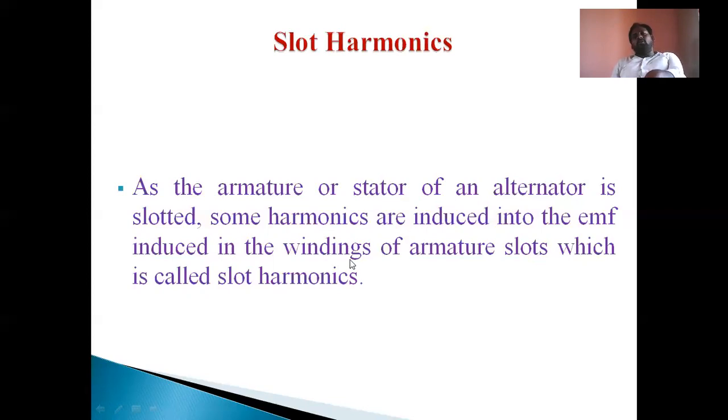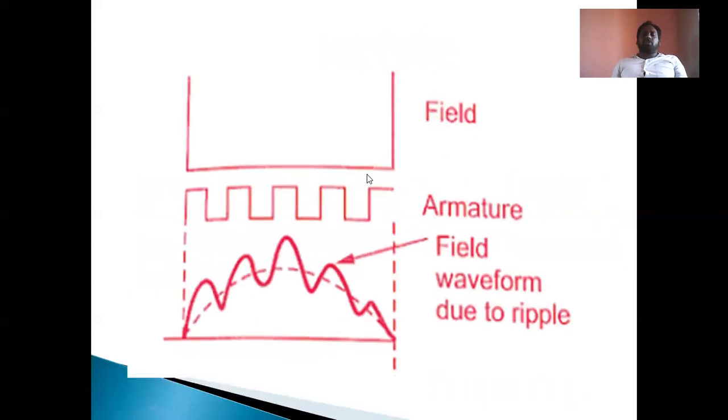When harmonic voltages are produced due to the armature slots, those harmonics are called slot harmonics. Now we will see how these slot harmonics are produced. Here, these are the slots. This is the rotor. This is the stator, armature winding. Slot means stator. Now see here, at this portion the air gap is less, and here the air gap is more, less, and more.